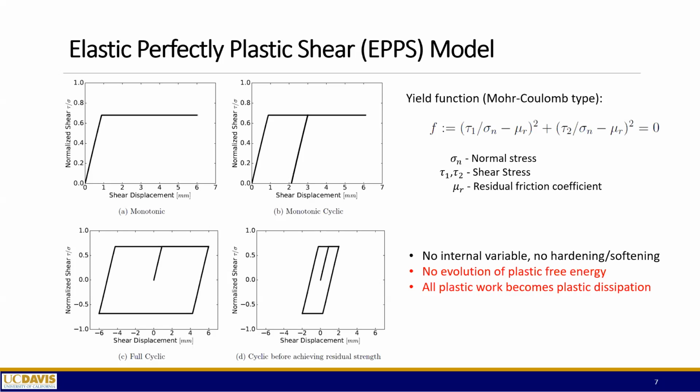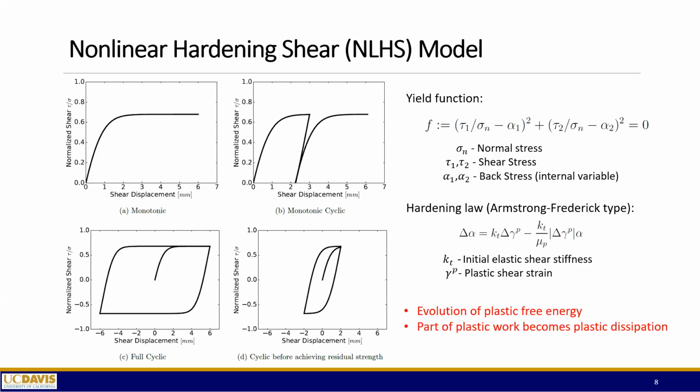Yes. Right. Okay, so next we move on to the second model that is a little bit more sophisticated compared to the previous ones. Here we have the nonlinear hardening shear model, or NLHS model. Here is the material behavior for this model. As we can see, now the overall behavior is nonlinear, and there is a hardening law involved. This is the unloading, reloading behavior. This is the full cyclic behavior of the model.